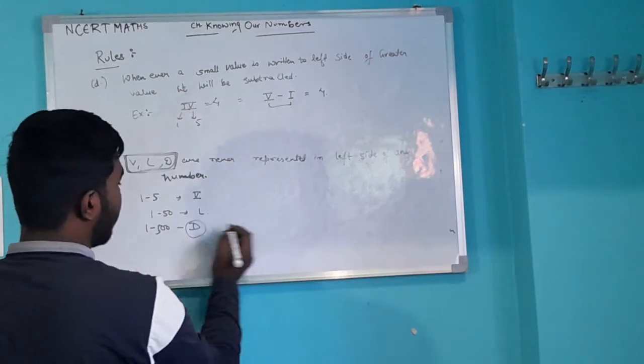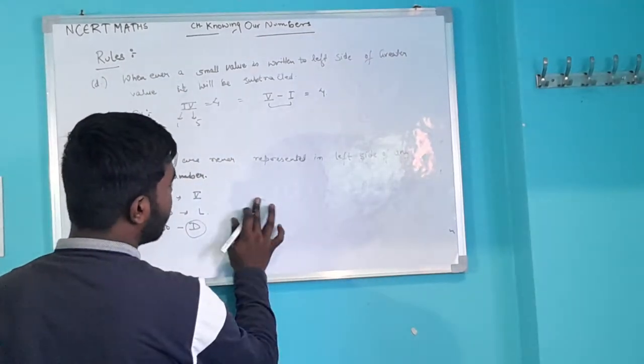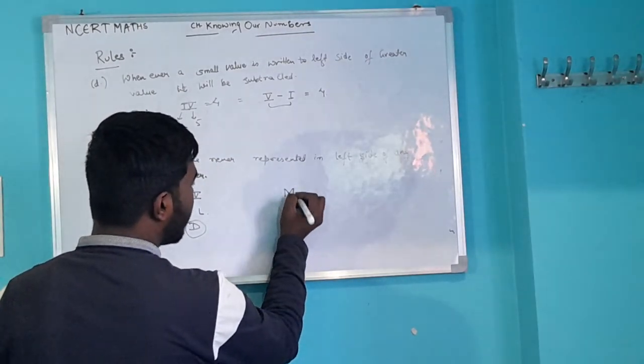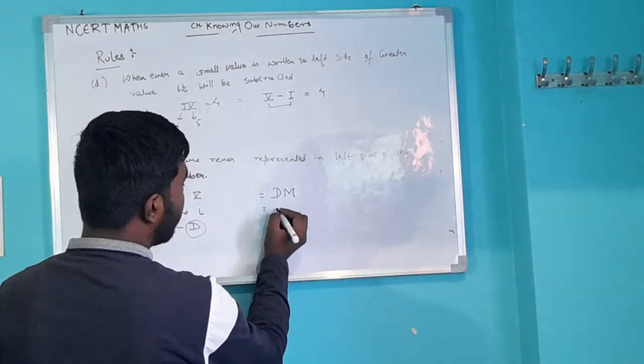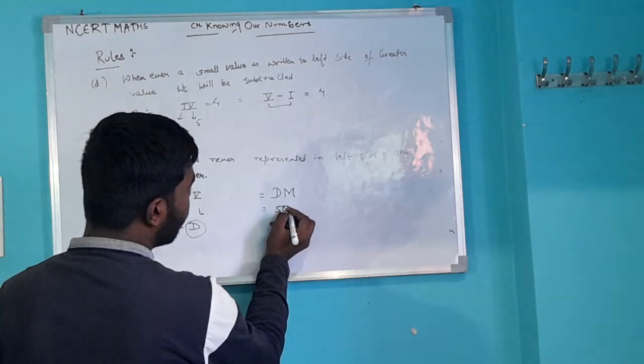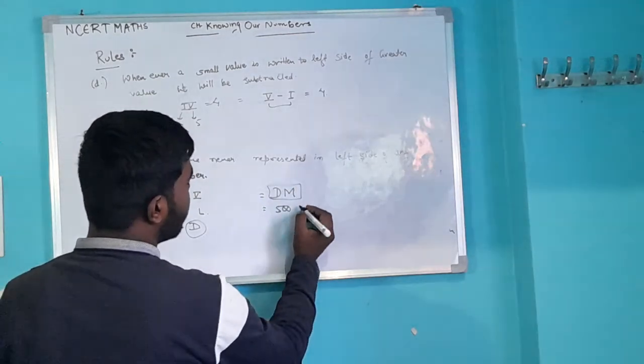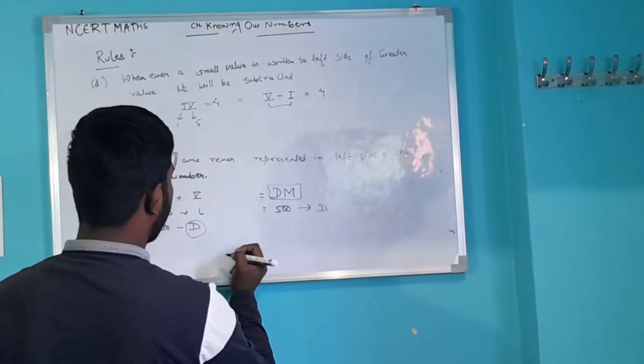When we write in this form, like M is the symbol of 1000 and D is the symbol of 500, then this we get 500. Why do we need to write this number? We simply write D as 500.